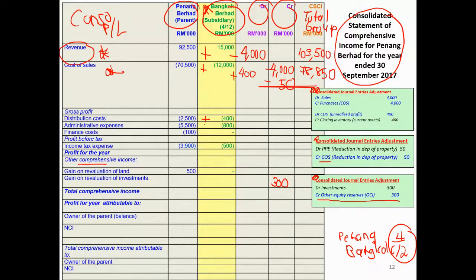And then the rest you can just go and add yourself. Distribution costs, add together. Admin expenses, add together. Finance costs also add. And then the income tax, you just transfer to the last column, 500 and then 300 there.